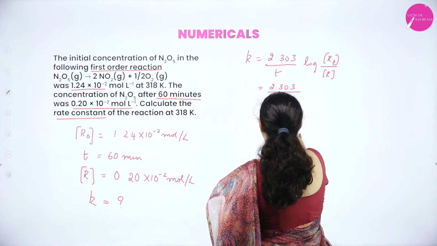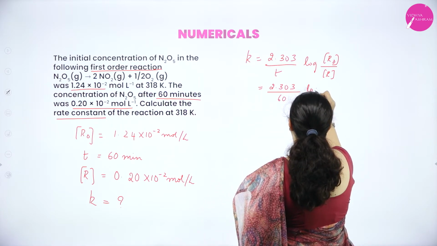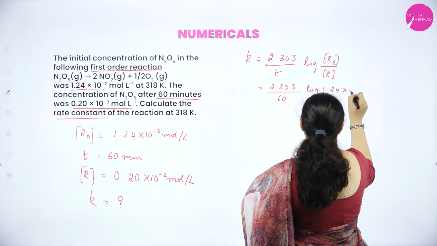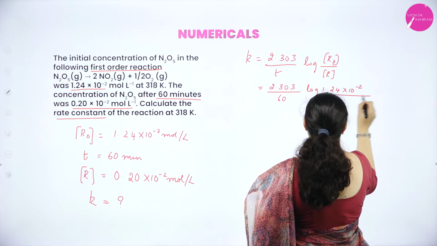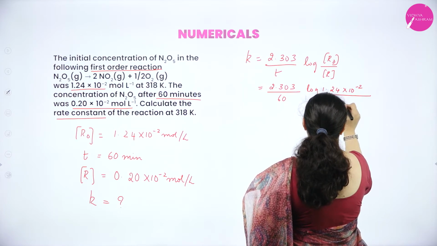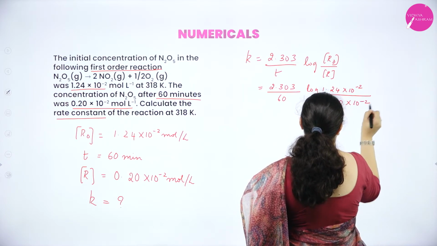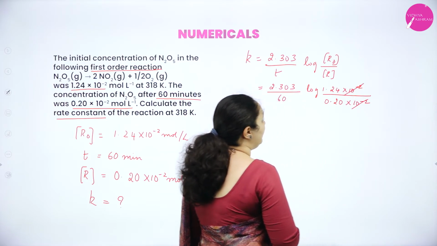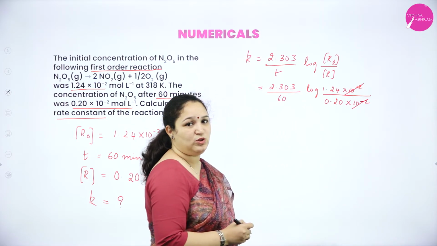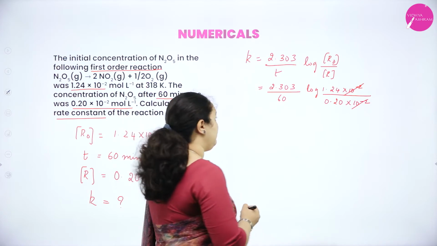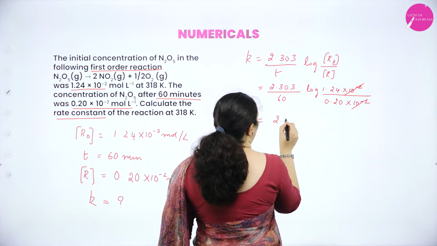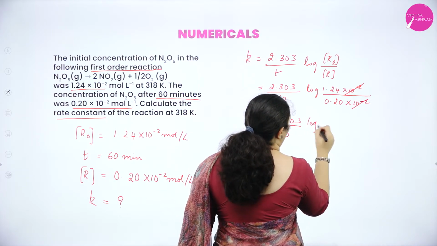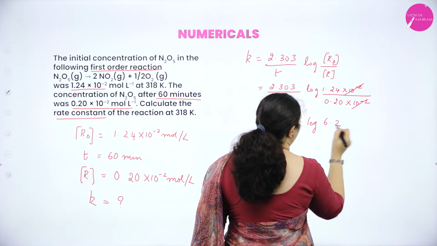Okay, time is 60 minutes. Log of 1.24 into 10 to the power minus 2 divided by 0.20 into 10 to the power minus 2. 10 to the power minus 2 gets cancelled. 1.24 divided by 0.20 is 6.2. So K is 2.303 by 60 log of 6.2.